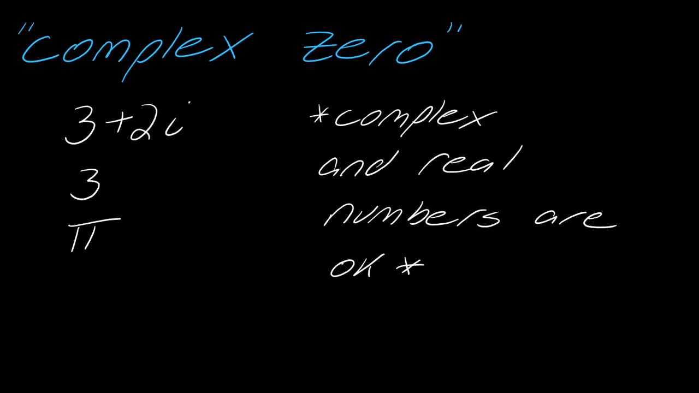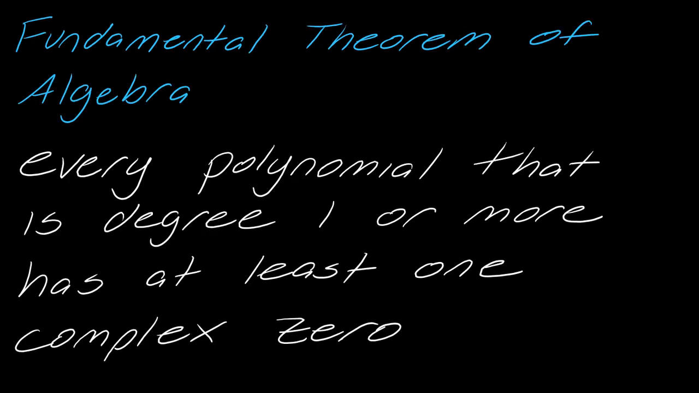The word complex zero, I think a lot of times people think of something like 3 plus 2i. It's got to be an imaginary number. So this theorem isn't saying that you have to have something of this form. Things that also are technically complex zeros would be like 3 or pi. So really what that means is that anything complex or real is okay. So the fundamental theorem of algebra says that every polynomial that has degree 1 or more has at least one complex zero.